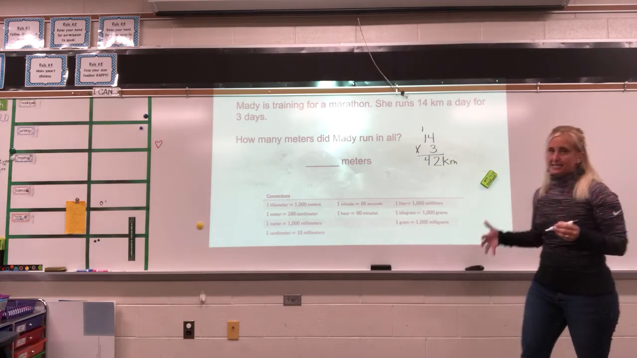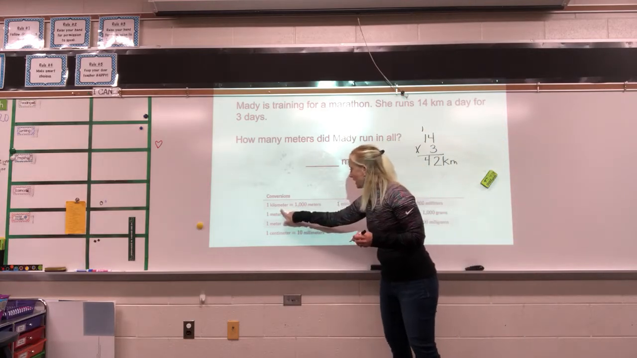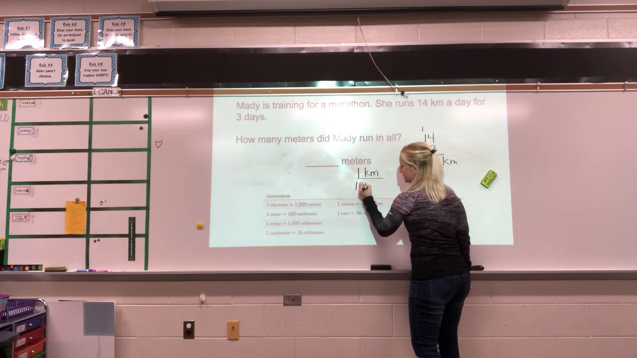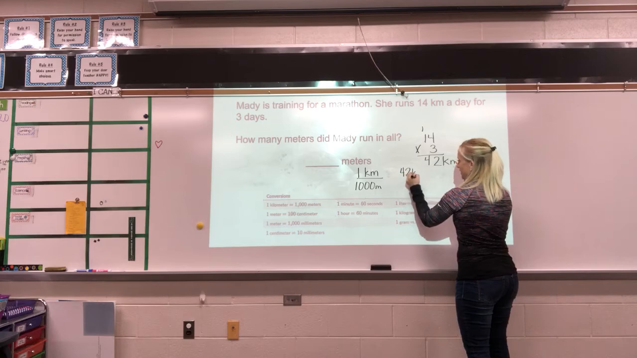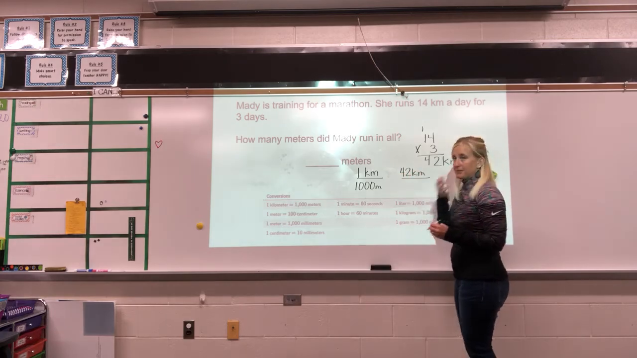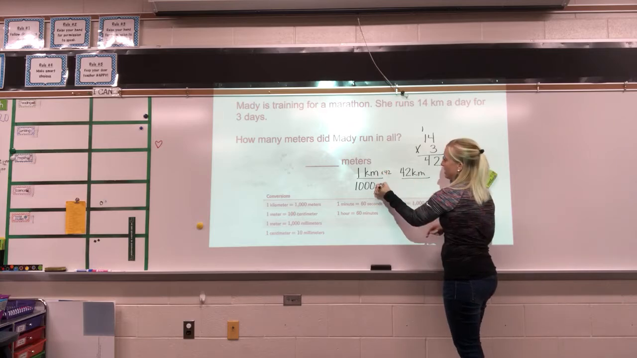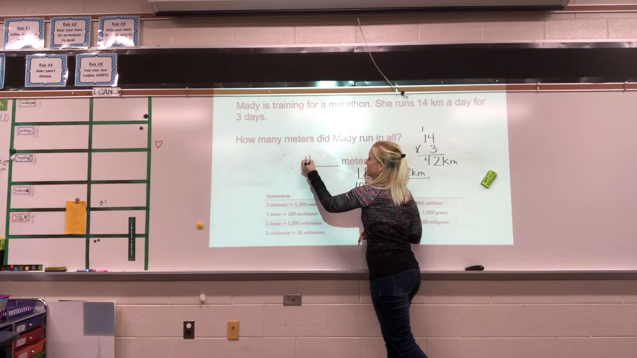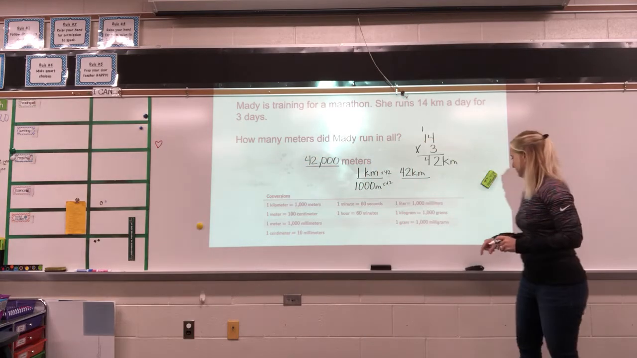Okay, but they didn't ask me how many kilometers, they said how many meters. Well, 1 kilometer is 1,000 meters. So 42 kilometers is how many meters? Well, 1 times 42 is 42. 1,000 times 42 is 42,000 meters. She ran a lot.